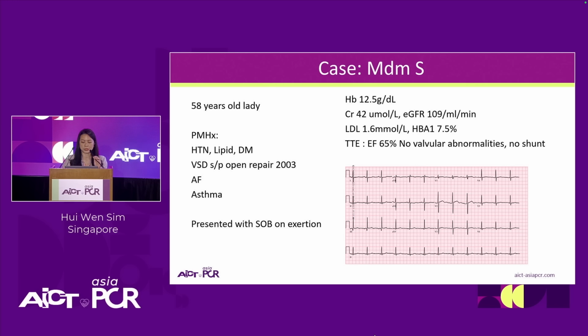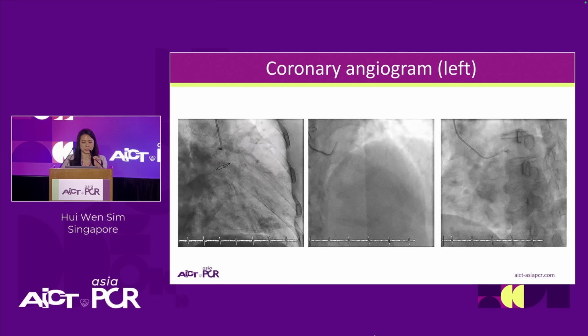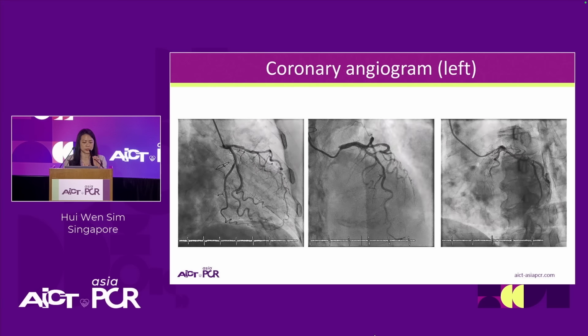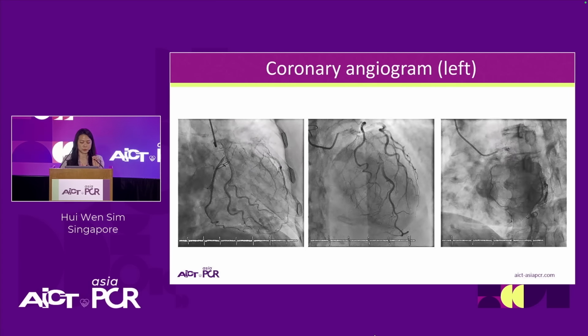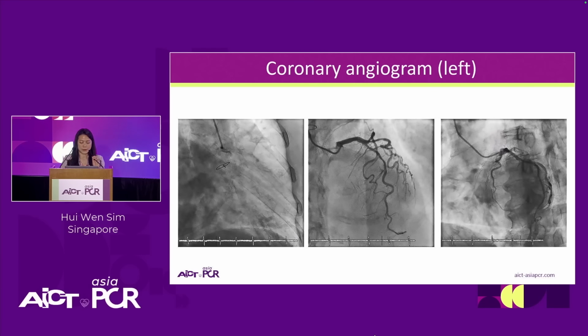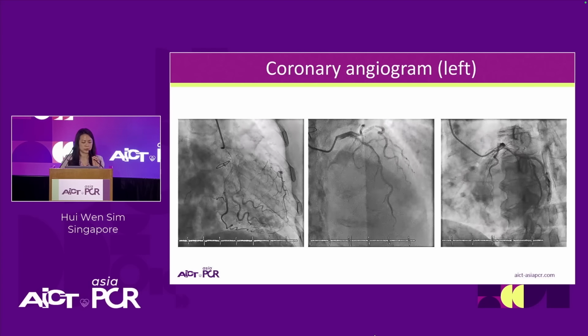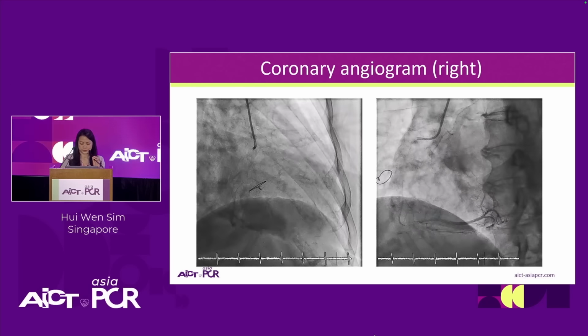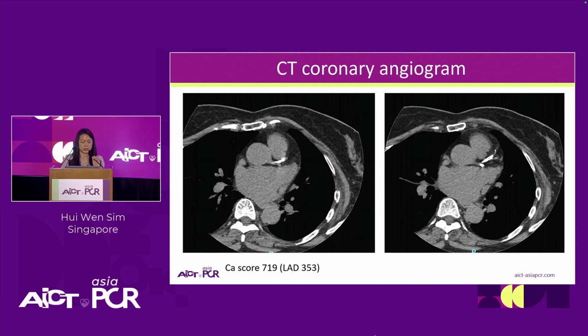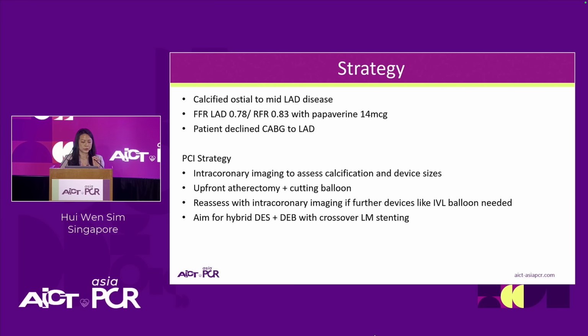Echo showed normal ejection fraction. ECG was okay. And this was the angiogram on the left side. As you can see, there was a calcified proximal to mid-LAD lesion with heavy calcification. The circumflex was okay, and the RCA had just minor atheroma. This was a CT coronary angiogram. As you can see, there was heavy calcification with a calcium score of 719, and in the LAD it is 353. So this is a lady with calcified ostial to mid-LAD disease.